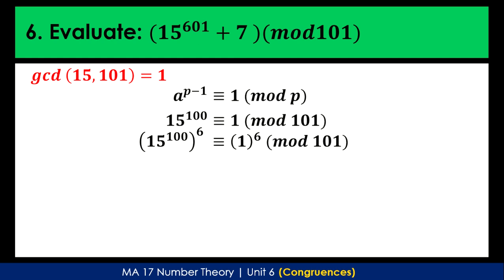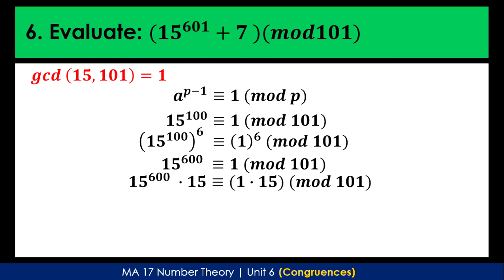Since we need 601, let's raise it to the power 6. So 15 raised to 100 raised to 6 is congruent to 1 raised to 6 modulo 101, which is still 1. So 15 raised to 600 is congruent to 1 modulo 101. But again, we need 601, so let's multiply both sides by 15. We have 15 raised to 600 times 15 congruent to 1 times 15 modulo 101, and that is 15 raised to 601 congruent to 15 modulo 101.